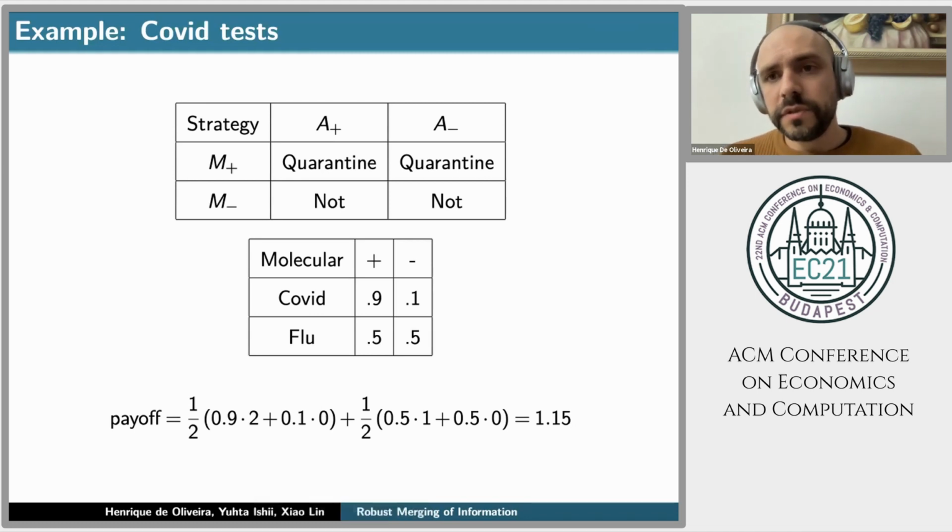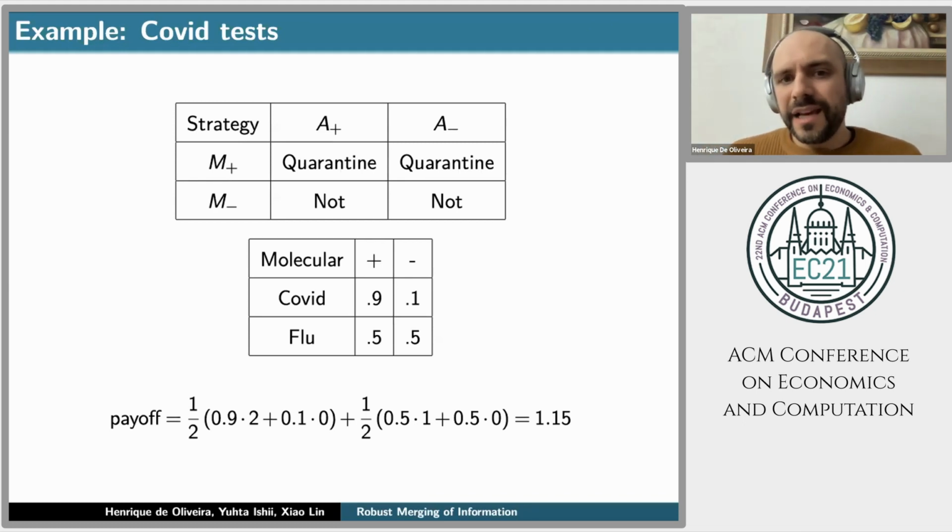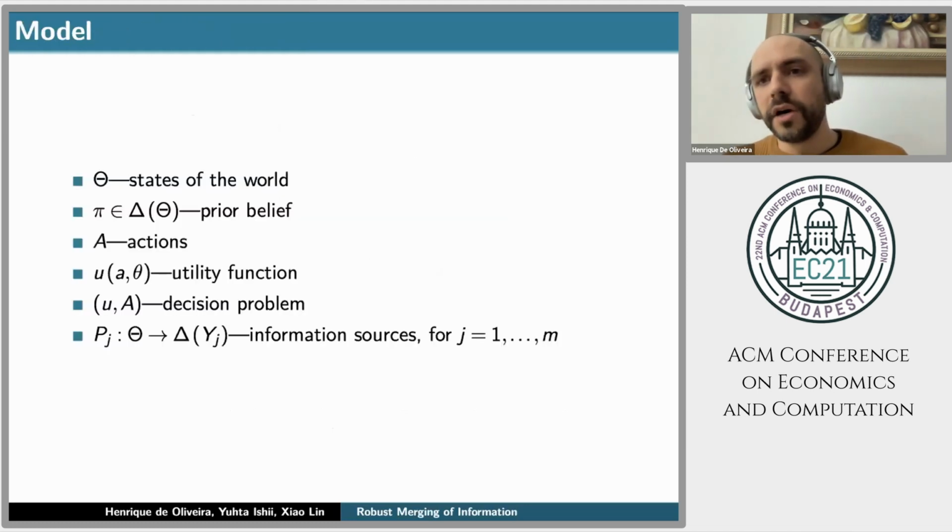This is just to illustrate that even a very simple strategy that completely ignores one of the tests can actually do better than a strategy that does something more sophisticated, right? What's happening with the strategy that's a little bit more sophisticated is that it leaves you vulnerable to these possible correlations that could happen. Okay, so let me talk about the model in general.